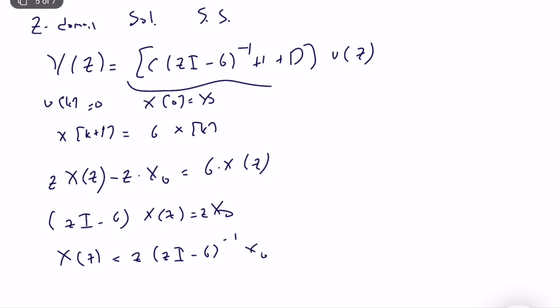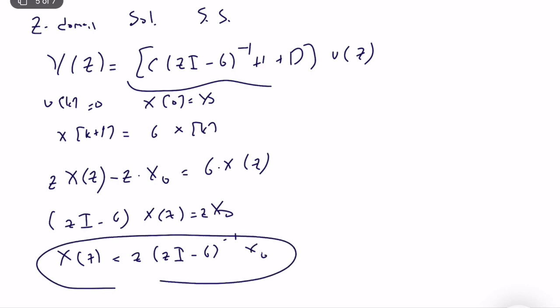So we already computed the x of z. Similarly, we can compute y of z as equal to z times c times zI minus g inverse x naught. As you can see, it's fairly easy to do that. One important thing is, let's concentrate on this part.